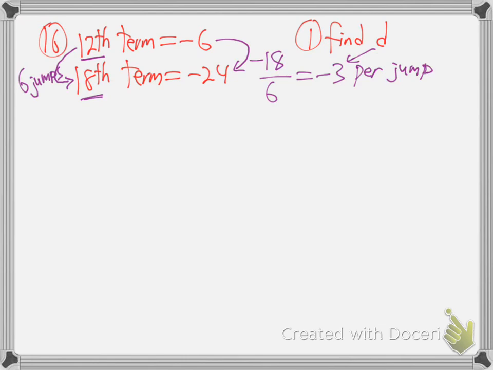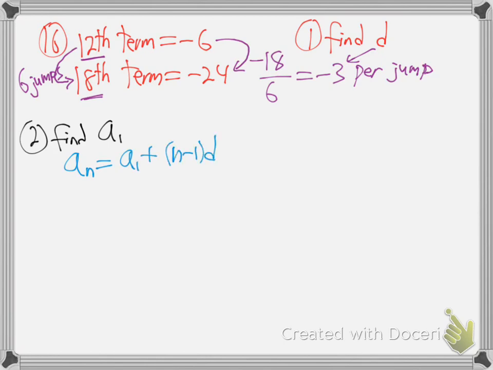Good, we got our D. That's step 1. Step 2, find A sub 1. So A sub 1 and D are the two unknowns. How do we do it? We use the main formula we've been using, which is A sub n is A1 plus n minus 1 times d. Can you use that formula to find A sub 1?